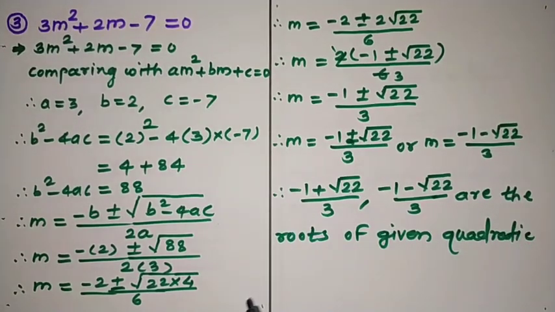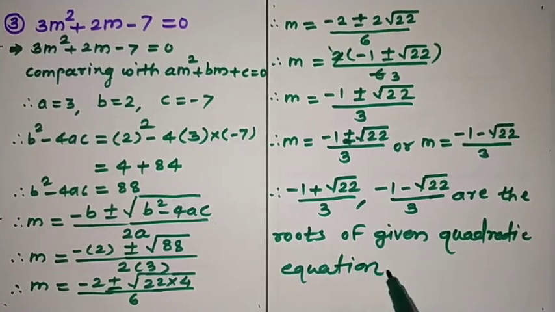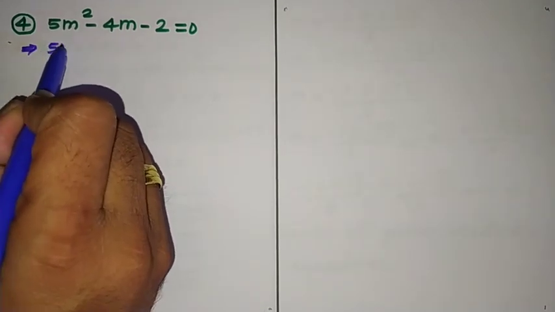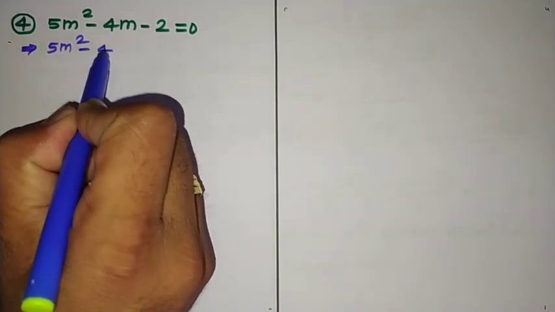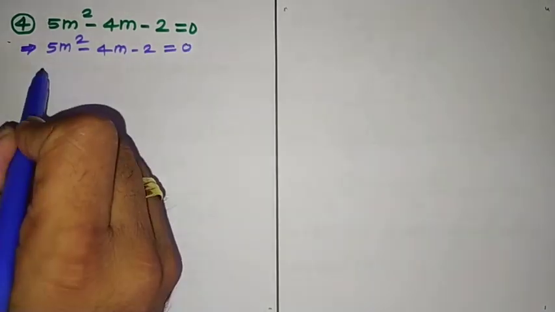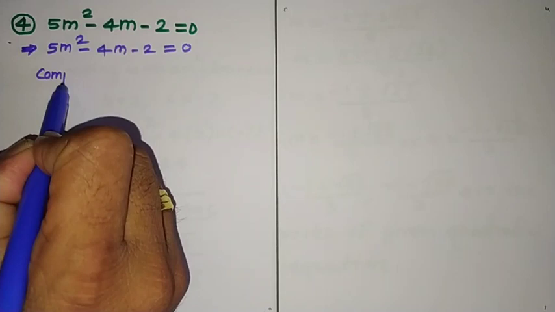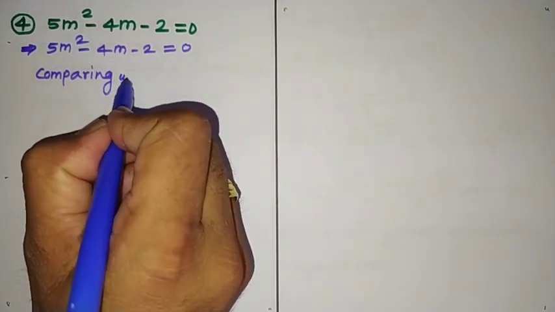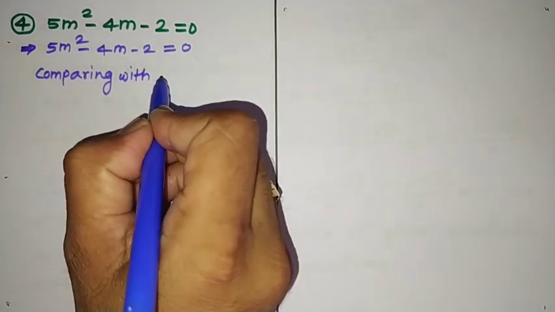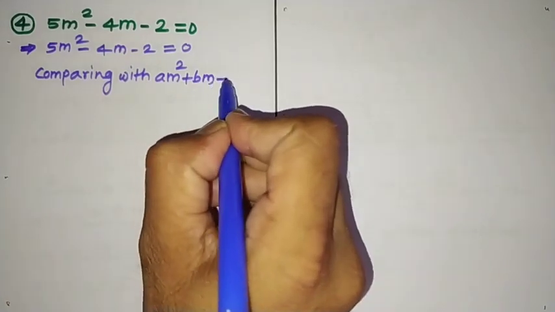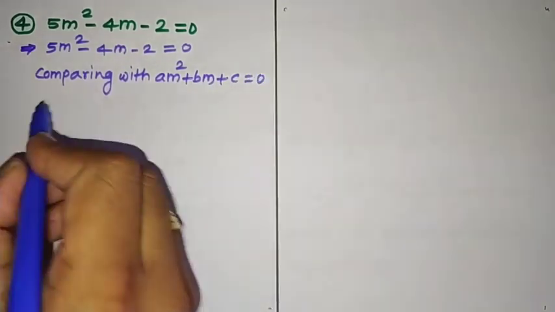Are the roots of the given quadratic equation. Example number 4: 5m square minus 4m minus 2 is equal to 0. Comparing with am square plus bm plus c is equal to 0.